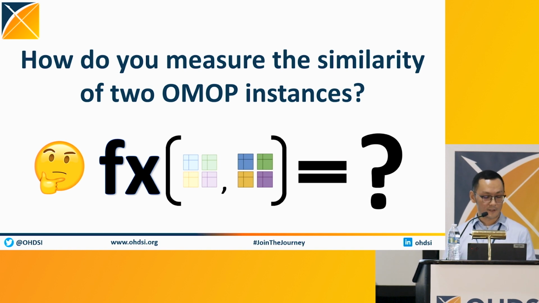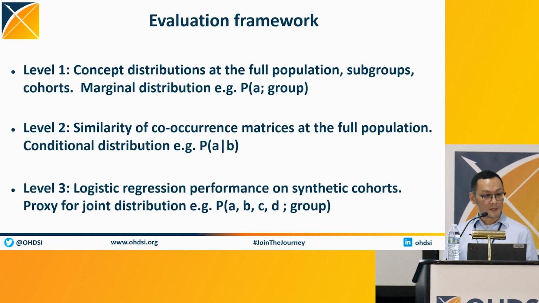How do we know it's good? Or in other words, how do we actually measure the similarity of the two OMOP instances? So we came up with this evaluation where the synthetic data is evaluated on 3 levels. On level 1, we look at the concept distributions in different groups, such as full population or female population. On level 2, we look at the co-occurrence relationships within the synthetic data. And on level 3, we're going to run logistic regression models on synthetic cohorts.